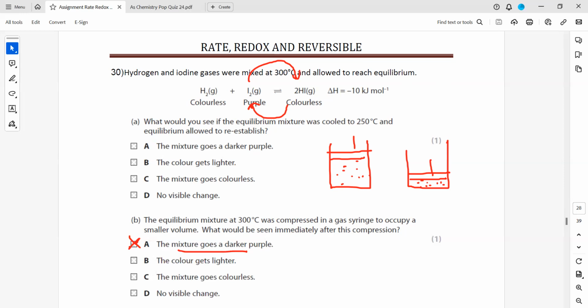So equilibrium will not shift, but because we have increased the pressure, the gas is compressed. As the gas is compressed, the color will get darker, because the particles will be closer to each other.